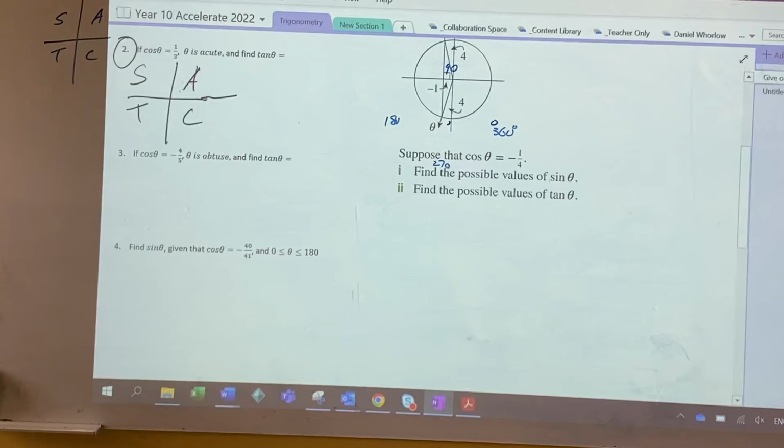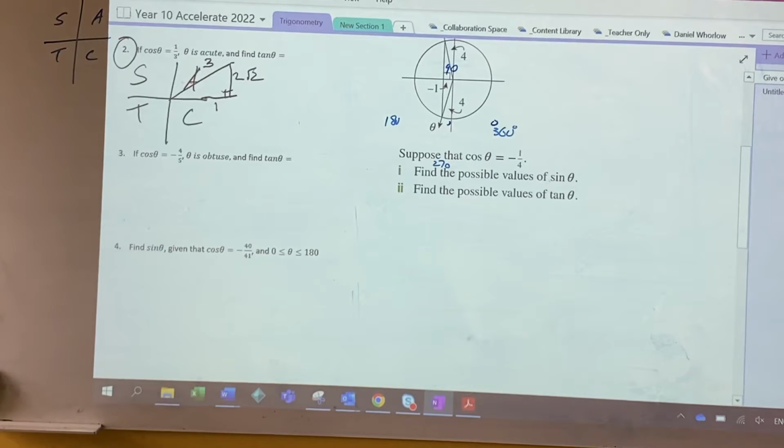I'm going to draw a triangle here, adjacent over hypotenuse, right? 3, 1, the other side is root 8, right? Which is 2 root 2. All good? Now find tan theta, right?